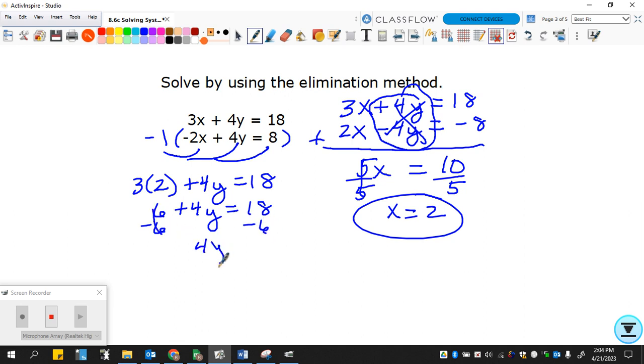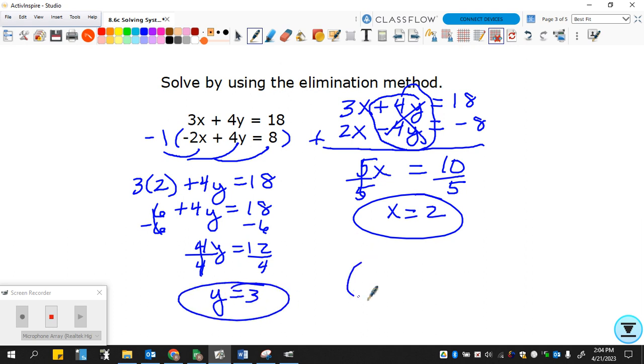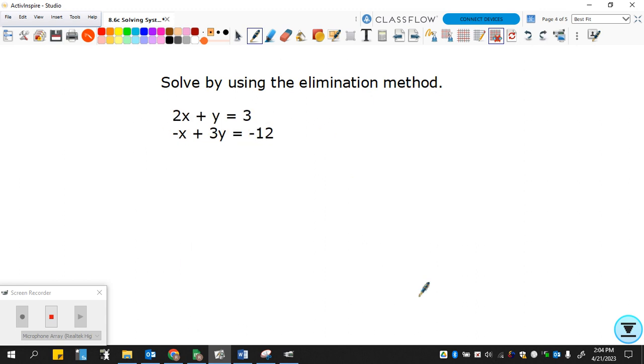4y is equal to 12 divided by 4, and my y value is 3. Okay, so my ordered pair for the solution is (2, 3). All right. Next one. This is somewhat similar.